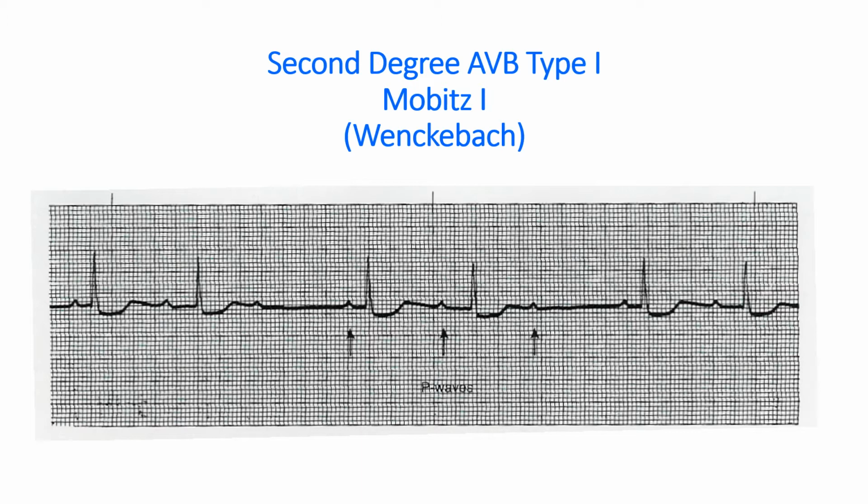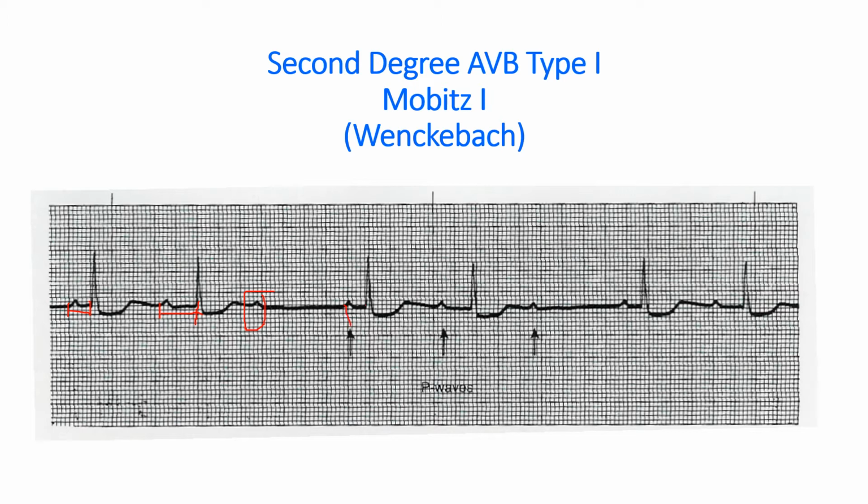In type 1, some of the sinus impulses fail to be conducted to the ventricles. And the hallmark of this defect is the successive lengthening of the PR interval until one of the impulses fails to conduct. So when you're measuring all of your PR intervals, you'll note that they are getting longer, and then there's a drop.